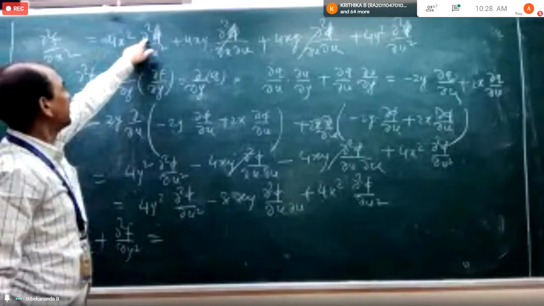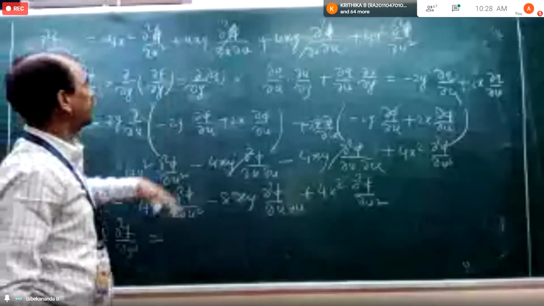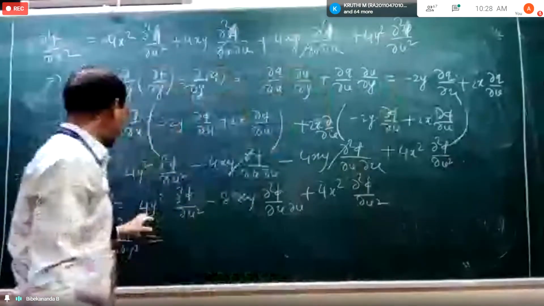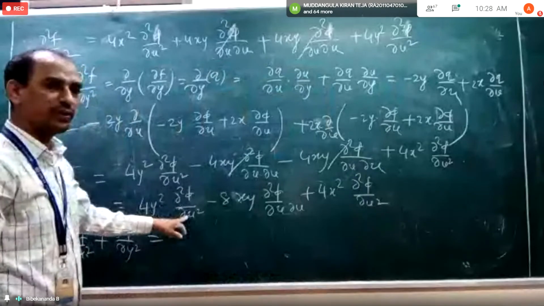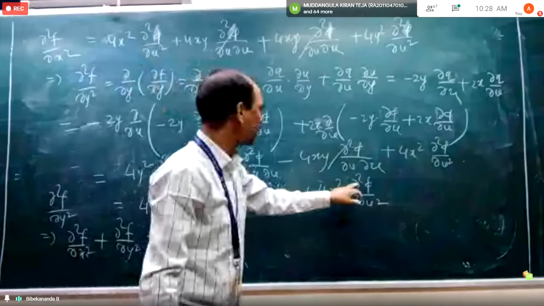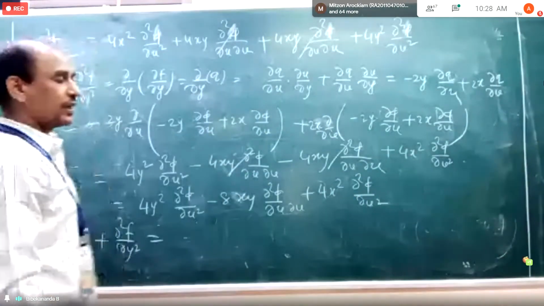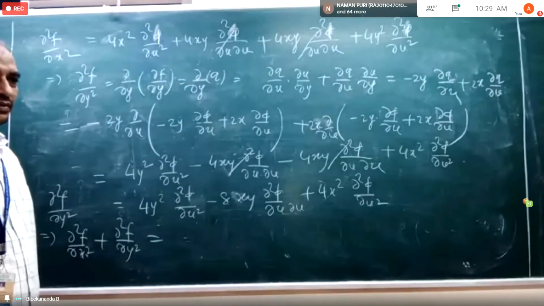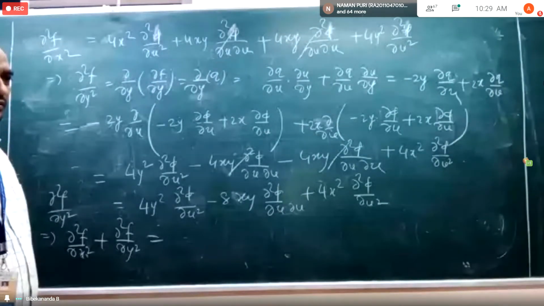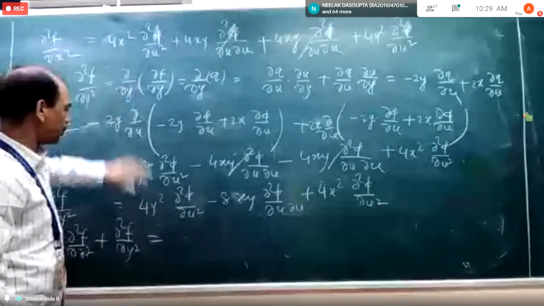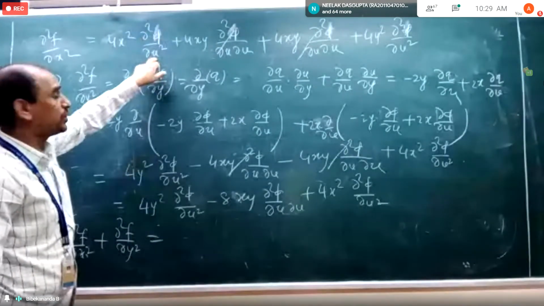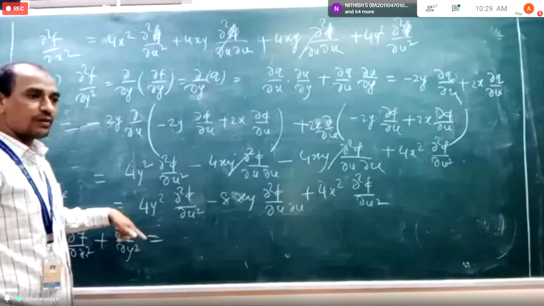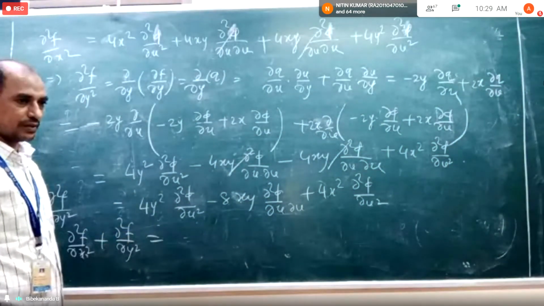4x² ∂²φ/∂u², and 4y² ∂²φ/∂v², and here 4y² ∂²φ/∂u², and here 4x² ∂²φ/∂v². Now what are the coefficients of ∂²φ/∂u²? Can you tell me? I am adding these two. So here, sir, ∂²φ/∂u² is there. Now what is the other term? ∂²φ/∂u².